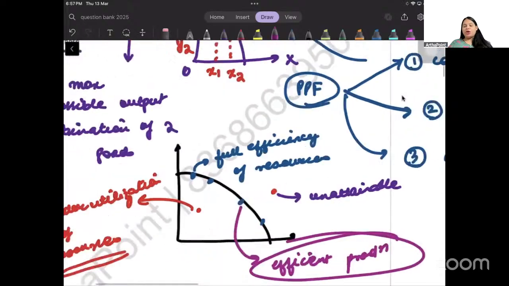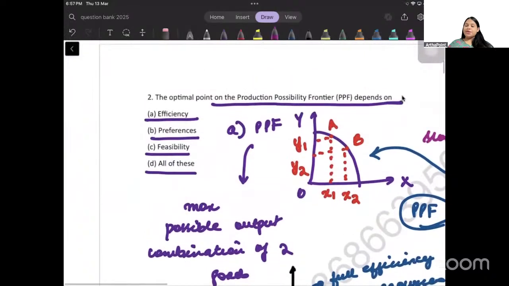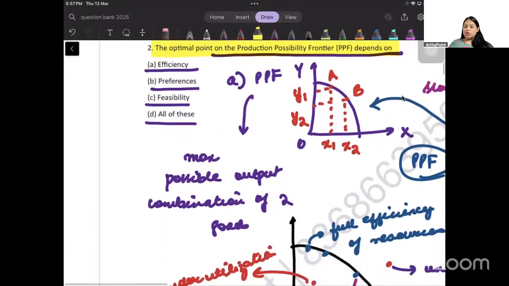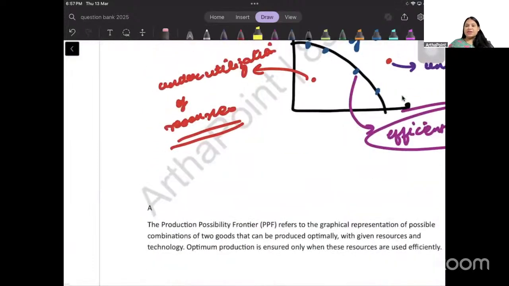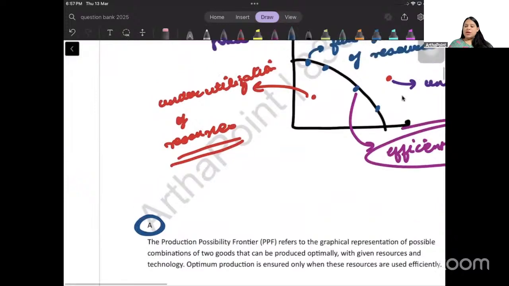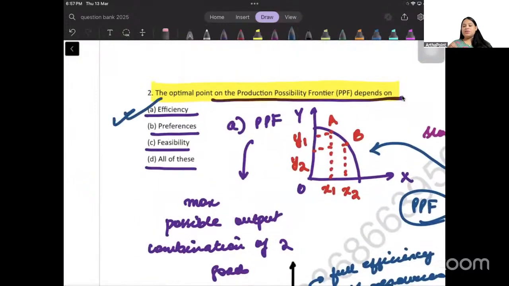It means efficient production. ठीक है. अब क्वेश्चन देखो. Optimal point on PPF depends on. So all of you who have marked the answer as A, as efficiency, that is correct. जो ऑप्टिमल पॉइंट है वो एफिशिएंट पॉइंट्स कहलाते हैं. द पॉइंट्स ऑन द पीपीएफ, दे आर कॉल्ड एज एफिशिएंट पॉइंट्स. ठीक है. सो द करेक्ट आंसर टू दिस क्वेश्चन, इट विल बी ए, एफिशिएंट पॉइंट्स.